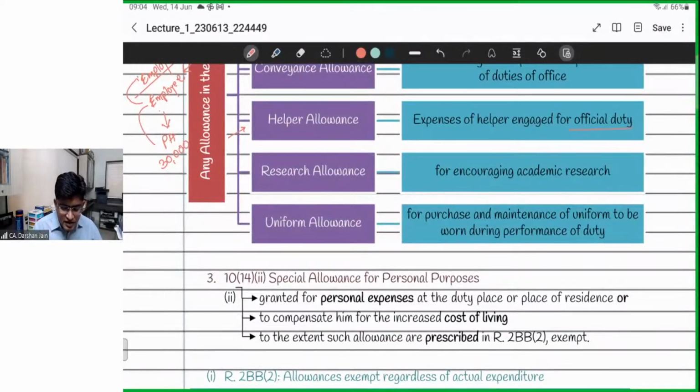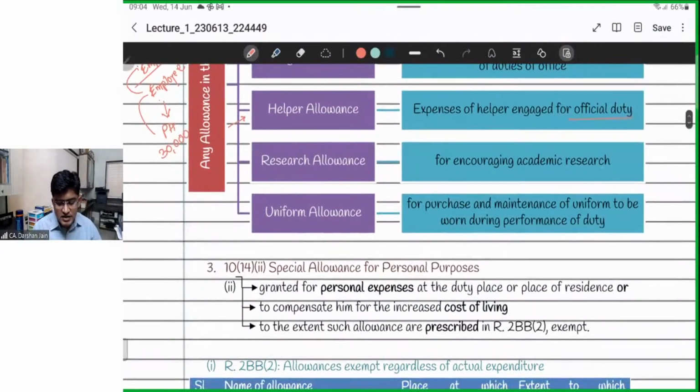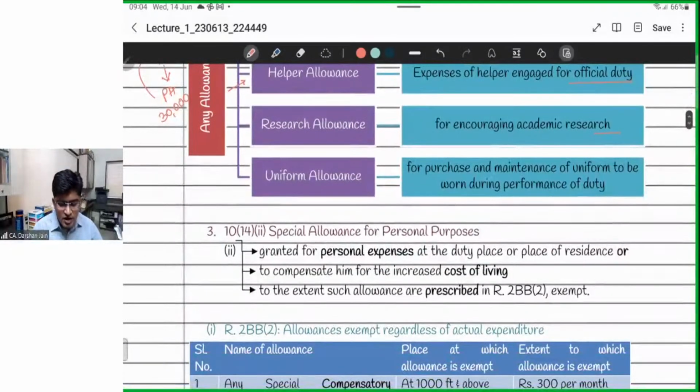Going further, research allowance for encouraging academic research. If at all an employer is paying to the employee any research allowance and the employee actually does the research and incurs the cost, well, that is again exempt. Uniform allowance for the purposes of purchase and maintenance of uniform. Understand, uniform allowance would be given to an employee to purchase the uniform. If the uniform is not purchased, there is no question of claiming any exemption.